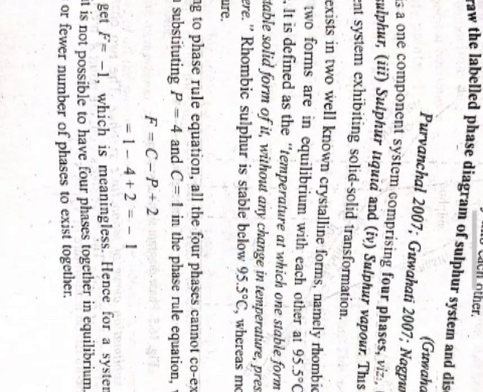Let's discuss the sulfur system and its salient features. It is a one component system comprising four phases: rhombic sulfur, monoclinic sulfur, liquid sulfur, and vapor sulfur. This is a typical example of a one component system exhibiting solid transformation.